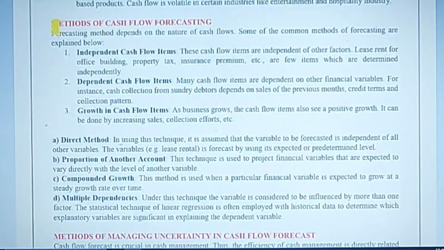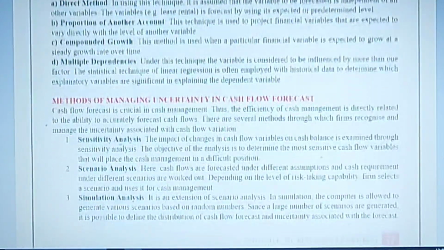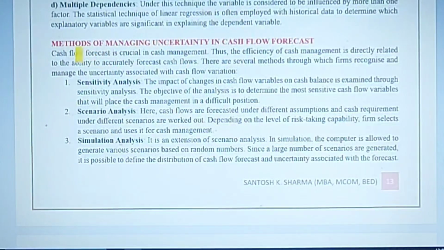Okay. Then we have methods of cash flow forecasting. These three methods you can mention in your answer: independent cash flow item, then dependent cash flow item, and growth in cash flow item. So this needs to be expanded. The next important question that you should revise is methods of managing uncertainty in cash flow forecast.